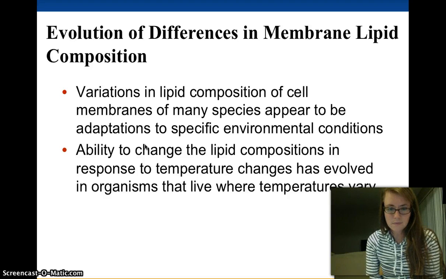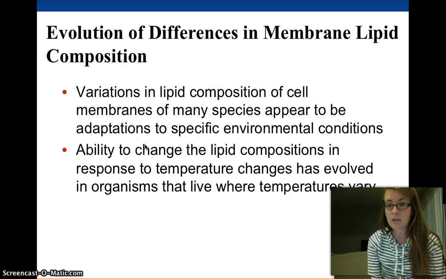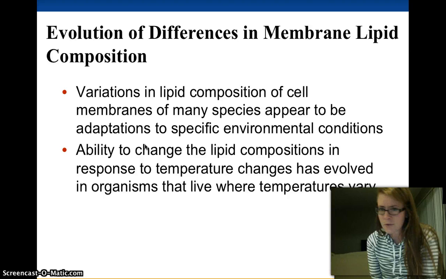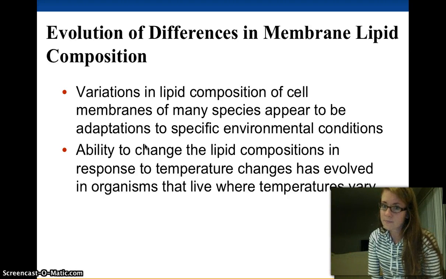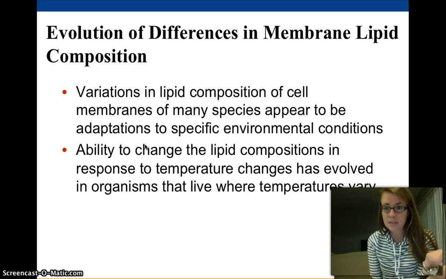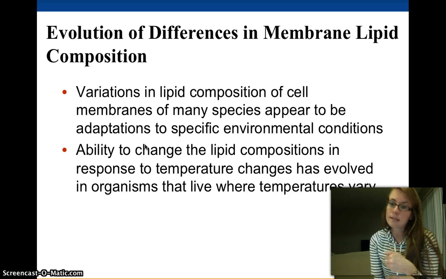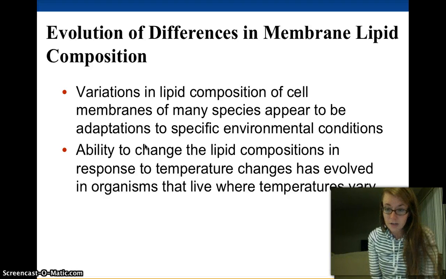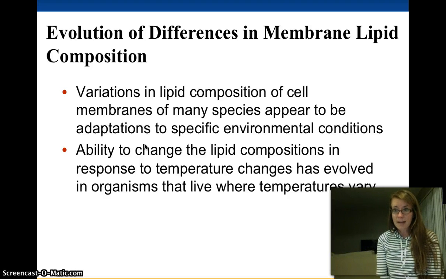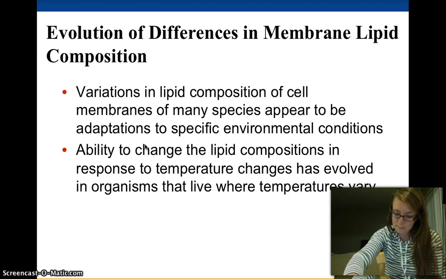A lot of plants change their membrane structure as temperature changes. In the winter, when they don't want their cell membranes to freeze, they'll add more unsaturated fatty acids. And then in the summer, they don't want their cell membranes to be totally liquid, so they replace those fatty acid chains with more saturated fatty acids. So that's an evolutionary adaptation, which shows that these cell membranes have changed as all species have changed over time.